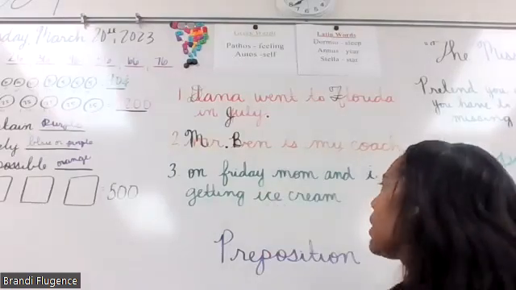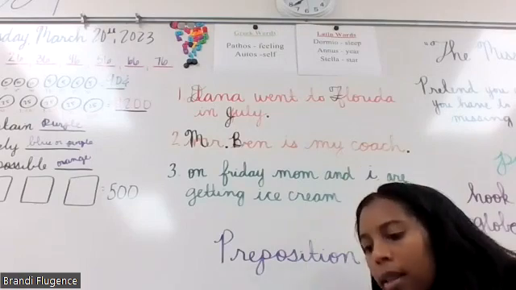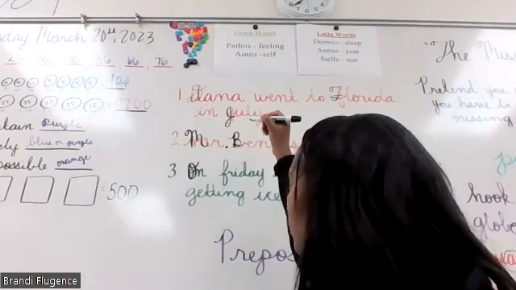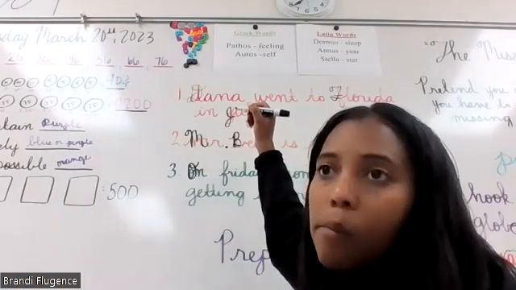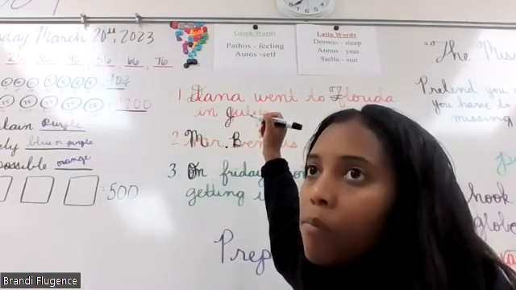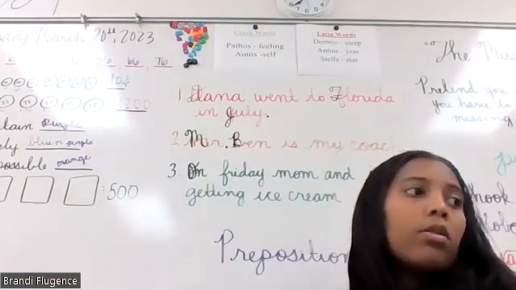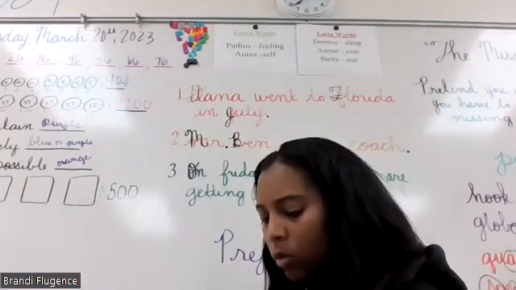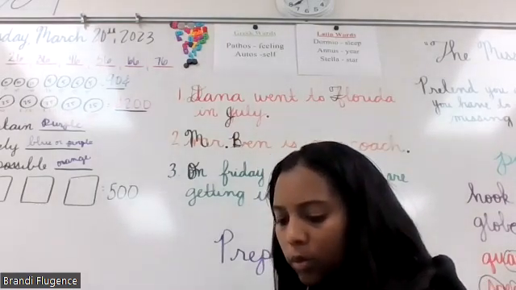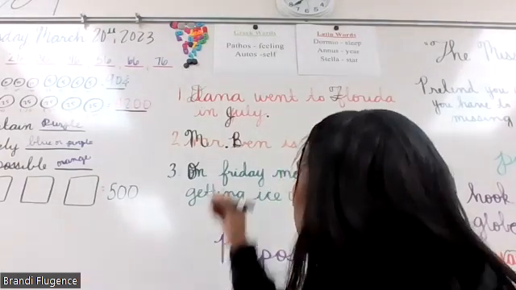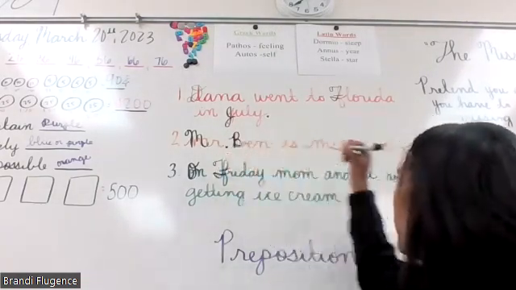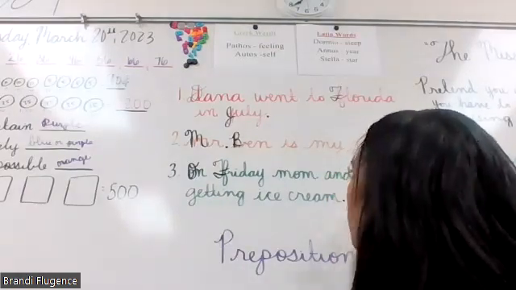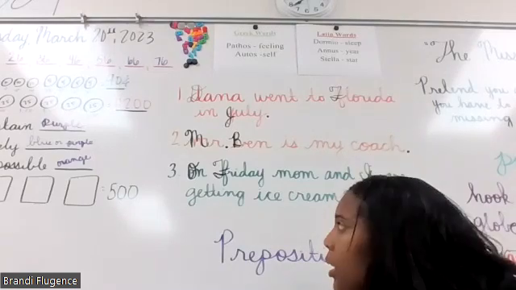Number 3, on Friday, Mom and I are getting ice cream. Cairo, how would I write this correctly? Capitalize first letter O. We skip one thing before that. Capitalize F in Friday. Then capitalize the I. And then how do I finish it? Good. So that was a lot to cover in there. All right, good.